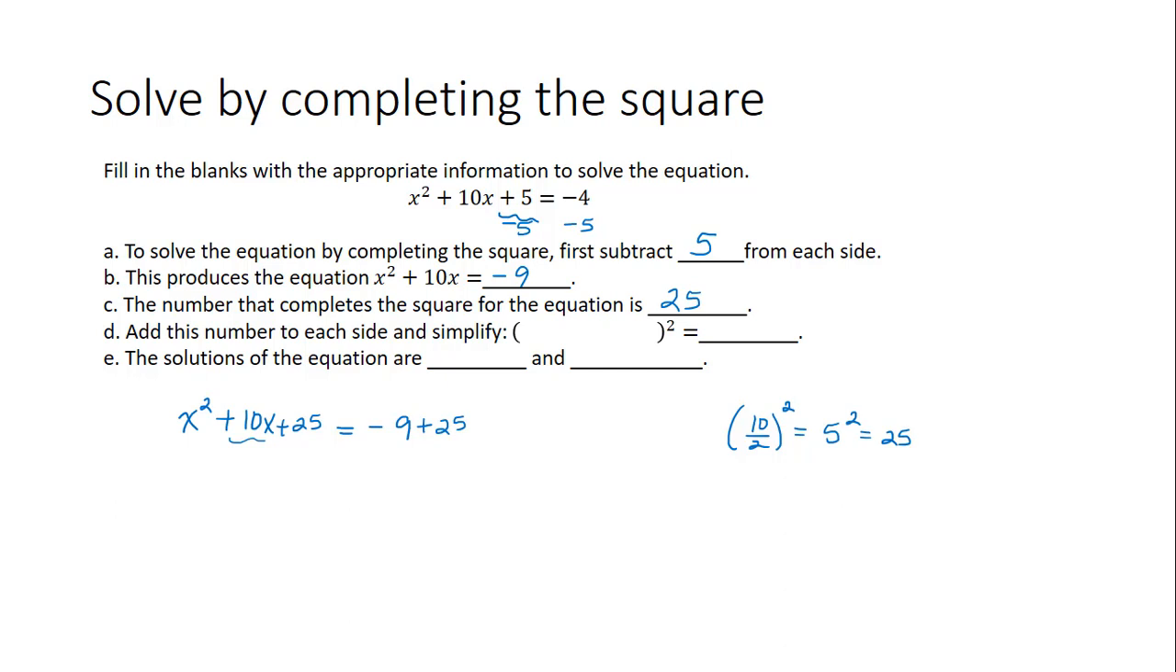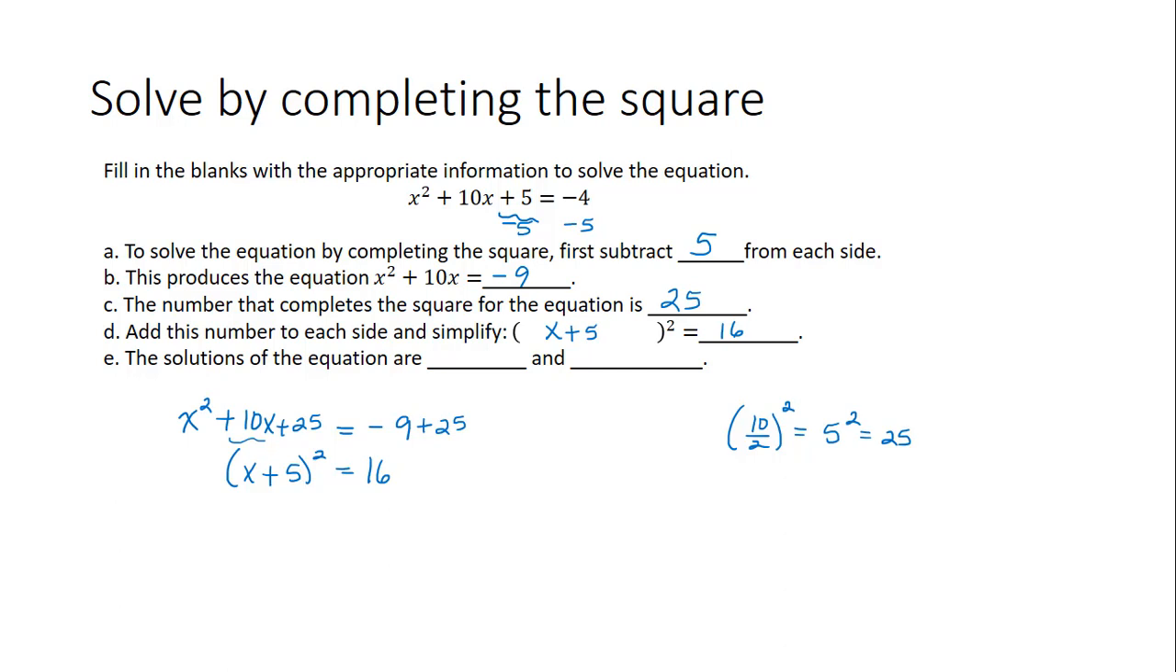But when we write that as a binomial squared equals some number, the x squared plus 10x plus 25 factors as x plus 5 squared is equal to -9 plus 25, which is 16. So for that part in Top Hat, you would have the expression x plus 5 in the parentheses squared is equal to 16. So you want to enter the simplest form of that particular equation.